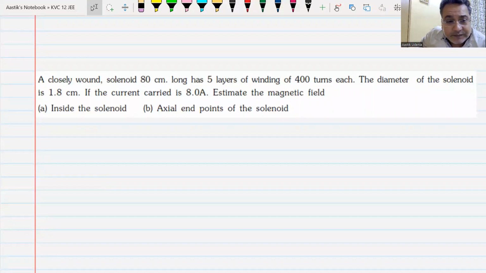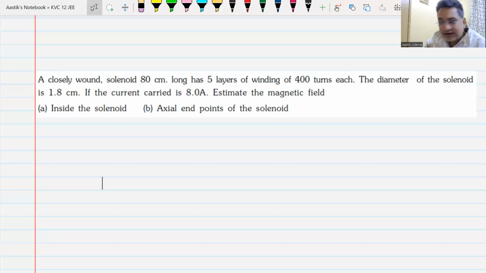Anyways, this is the next question, sir. I feel that the magnetic field of a cylinder, the solenoid, may come in one of this year's sessions. A closely wound solenoid, 80 centimeter long, has 5 layers of 400 windings each. The diameter of the solenoid is 1.8. You can assume it to be a long solenoid. Even though the values are not there, it should have been around 80 meter probably. Whenever a question on a solenoid comes, take it as an ideal solenoid. Do you understand this?